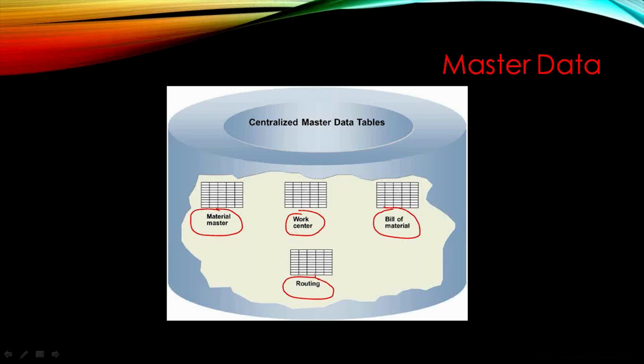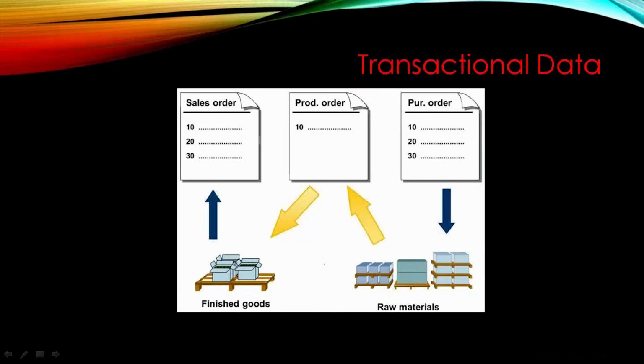So let's see what transactional data is. Transactional data means when we create a transaction. The transaction can be creating a production order in SAP PP, creating a sales order in SAP SD, or creating a purchase order in SAP MM. So these are the transactions. Whenever we create a transaction, the system will read the master data and get the information from it. For example, when you create a production order, you need to enter some material code.